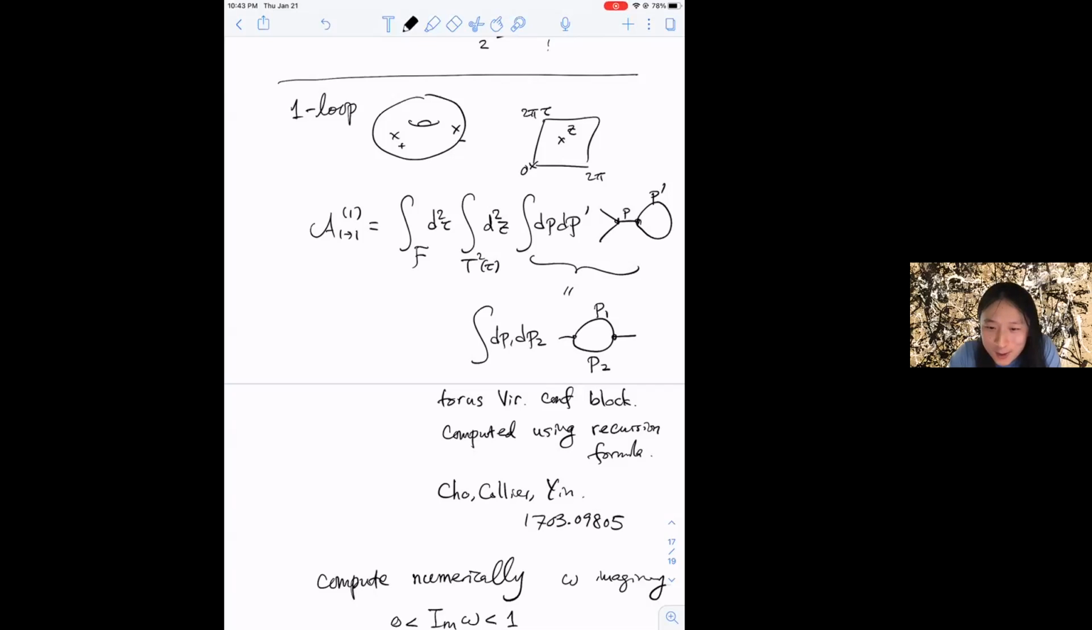Okay, I see there are some questions in chat. Sorry, I haven't seen that earlier. Oh, these questions were asked a while ago. Let me see. There's a question of why it's called a resonance computation.